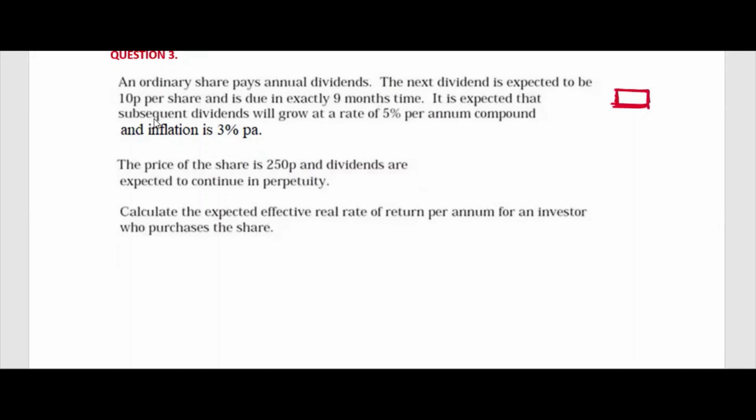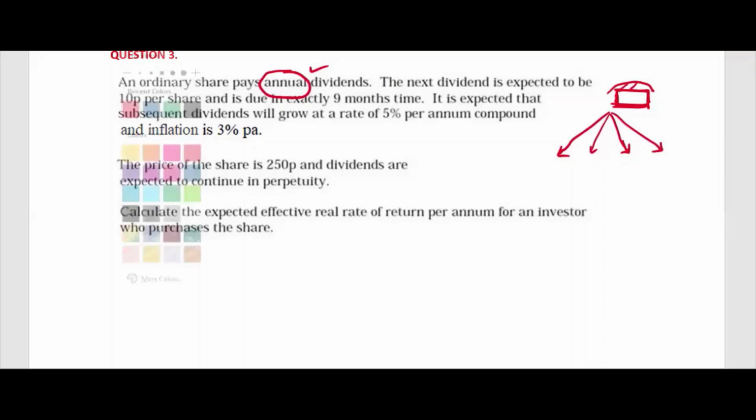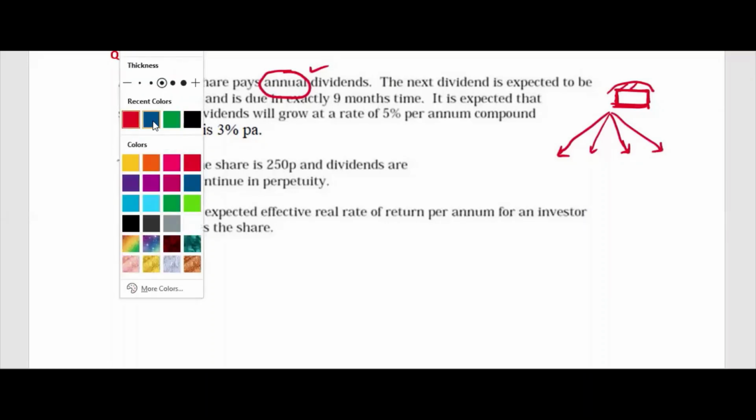The dividends are there, the company is paying dividends. Now see the duration. This is not the duration, right? Annual dividends. Annual dividend means every year the company is paying dividends, okay? Every year. The gap is 1 year. The next dividend is expected to be 10 paisa or penny, whatever, per share, and is due in exactly 9 months' time. That means you purchase at a date somewhere.